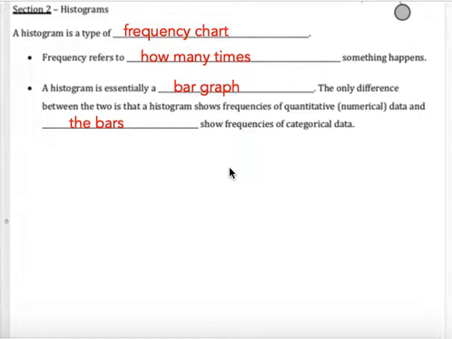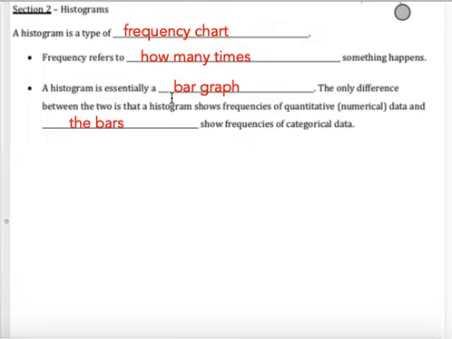All right, so section 2, histograms. First of all, a histogram is a type of frequency chart. Frequency refers to how many times something happens. A histogram is essentially a bar graph.